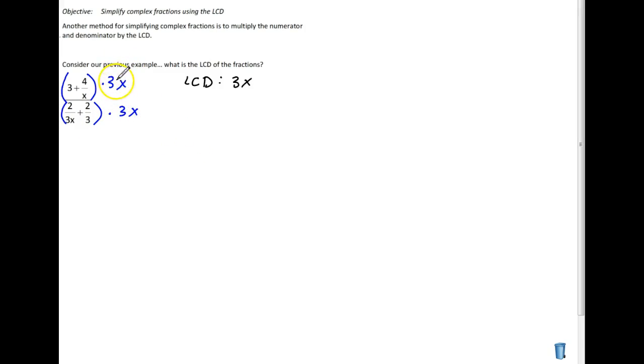Okay? So think as if I was distributing this, what would happen? Well, what is 3x times 3? That gives me 9x. And 3x times 4 over x. Well, in that case, my x's would cancel, and I'd be left with just 12. Okay? How about my denominator? 3x times 2 over 3x. Well, in reality, my 3x's would cancel, so I'd be left with 2 there. And then 3x times 2 over 3, again, my 3's would cancel, so I'd be left with 2x.